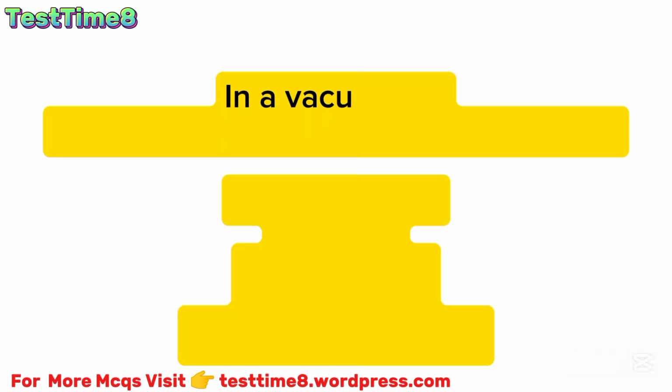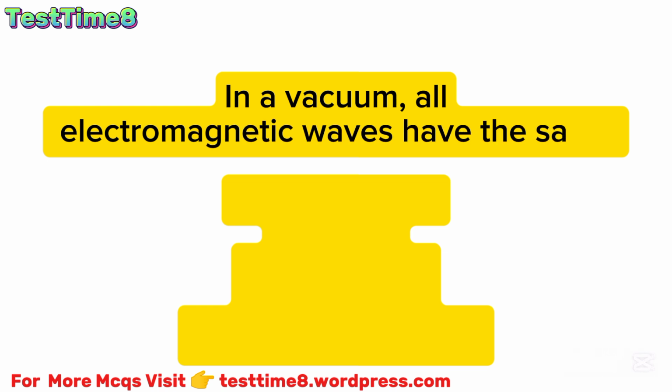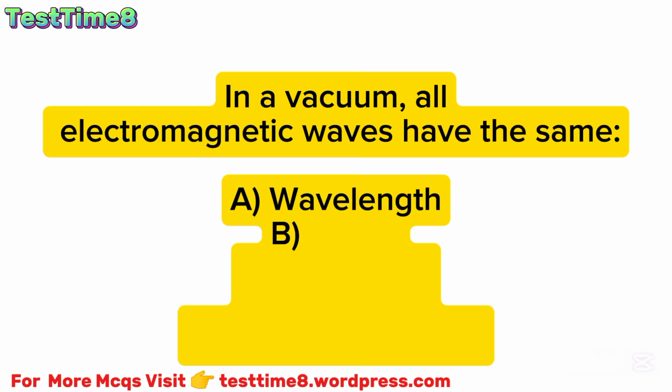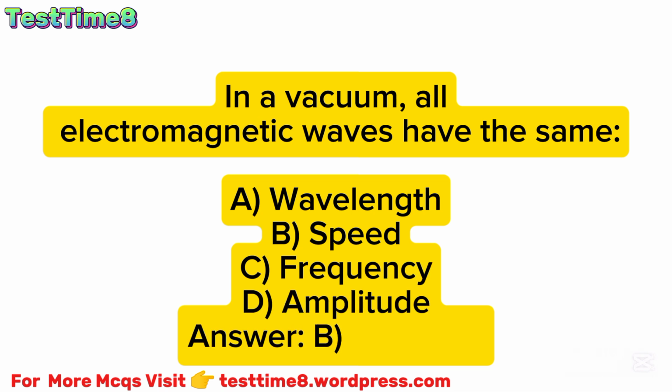In a vacuum, all electromagnetic waves have the same: A. Wavelength, B. Speed, C. Frequency, D. Amplitude. Answer: B. Speed.